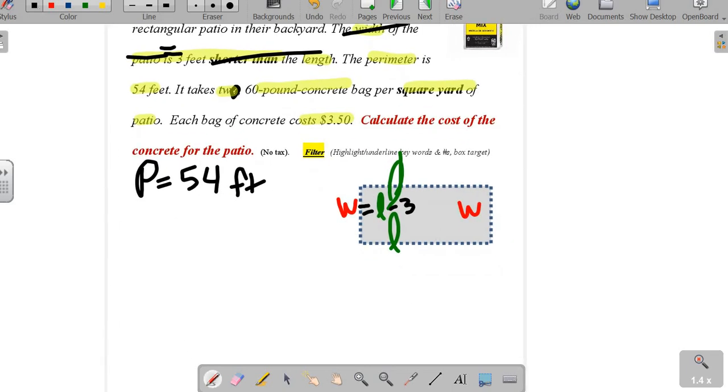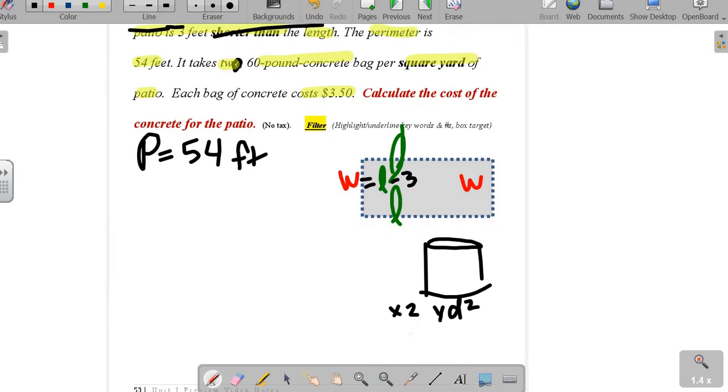What else do we know? We know for the bags of concrete, we need 2 of them, times 2 for every yard squared of patio, and it costs each bag $3.50 each. Calculate the cost.